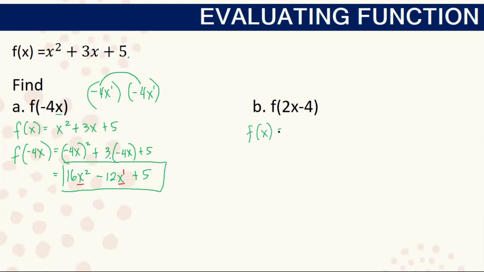Let me just copy first the given function. Evaluate the function using 2x minus 4 as the input. So f of 2x minus 4 equals, so substitution, x will now be 2x minus 4. Don't forget the exponent, plus 3 times 2x minus 4 plus 5. Just copy 5 since wala naman siyang variable na katabi.